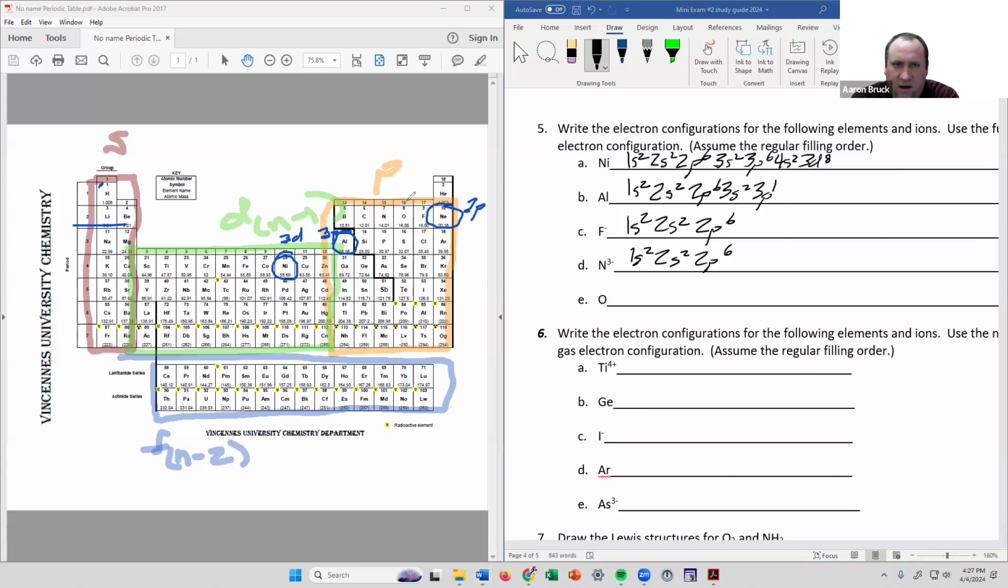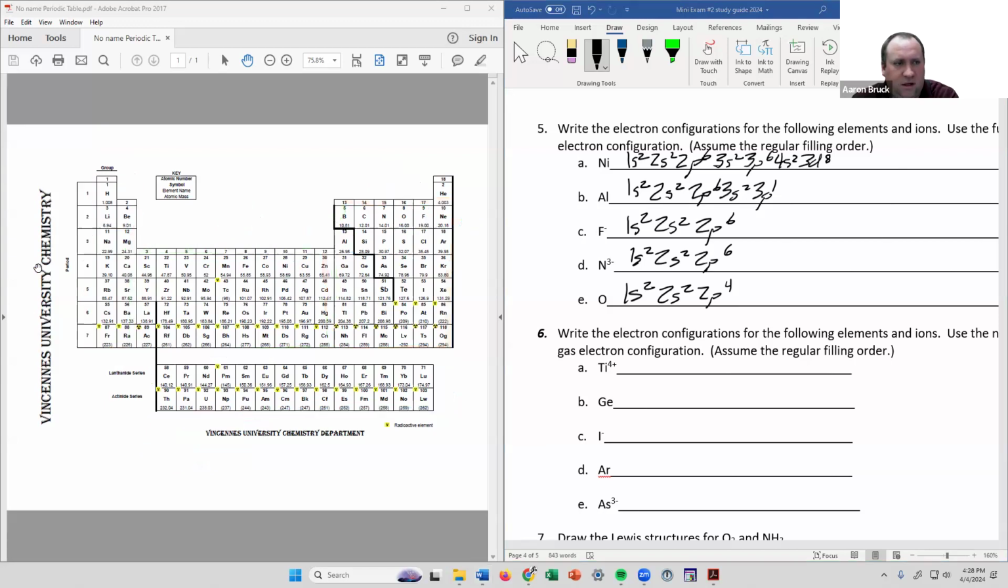The last candidate here is oxygen. Oxygen is not an ion, it's just itself, but it also resides in the 2p block. So its configuration starts with 1s2, 2s2 as well. It ends with 2p, 1, 2, 3, 4, since it is the fourth element in that block. Okay, so that's number 5, where we had to do the full configurations. For number 6, we just need to do the noble gas configurations, which are a lot easier.